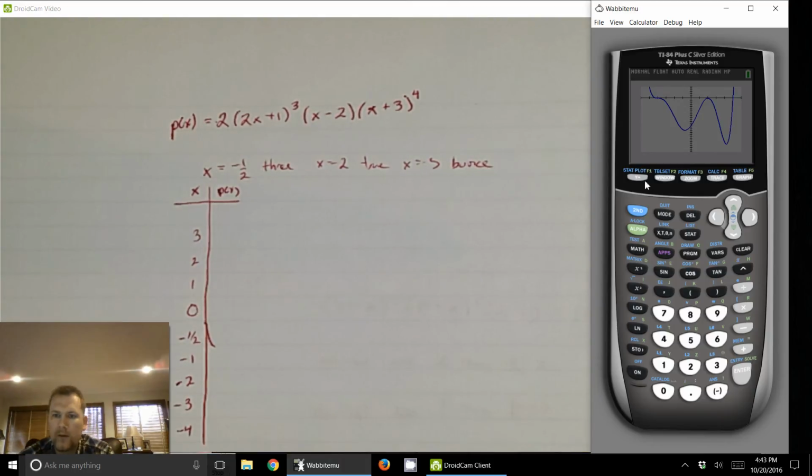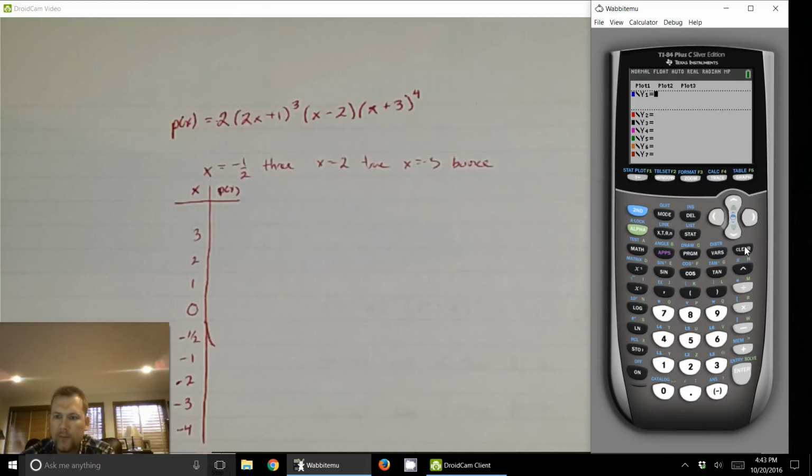So let's change this function to be 2 times 2x plus 1 cubed, and then x minus 2, and then x plus 3 to the 4th.